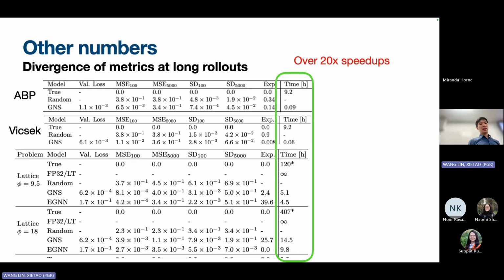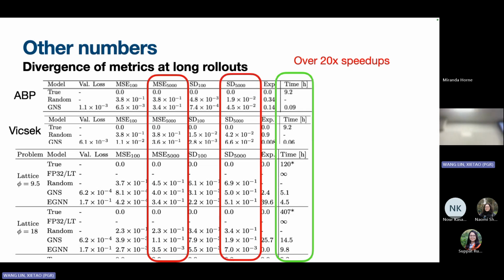Now if we look at this other metric, this is the MSE between the trajectories themselves, and in a way the MSE doesn't differentiate the predicted trajectories from a completely random sample at this very long rollout, which makes it unsuitable for measuring generalization performance.